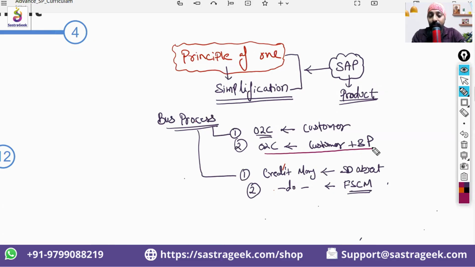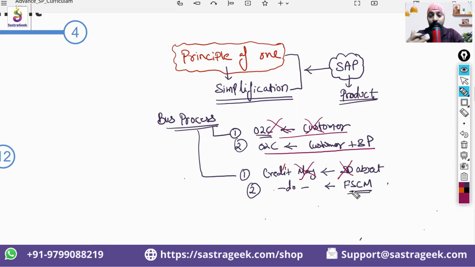So in S/4HANA, you will see we don't have this approach. Only with customer creation, you cannot create your order to cash. Only with vendor creation, you cannot run your order to cash. If you are using your SD object for credit management, that is not available. We need to use FSCM for credit management. There are a lot of other things as well. Repeat processing with the SD object is not available. You need to go with settlement management.